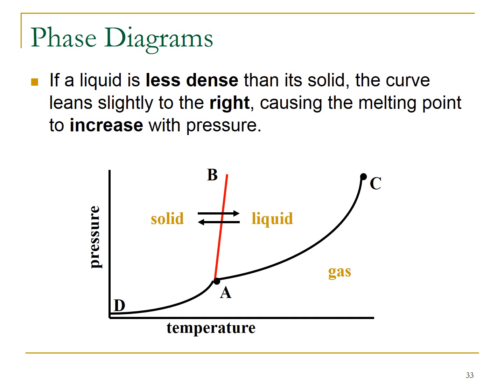With most things, the liquid is less dense than the solid, and again, that's most of the time, but water is a critical exception to this. The curve will lean slightly to the right, which means that the melting point will increase slightly with pressure. Again, water is the exception, so you can tell which one's more dense by which way it's leaning.